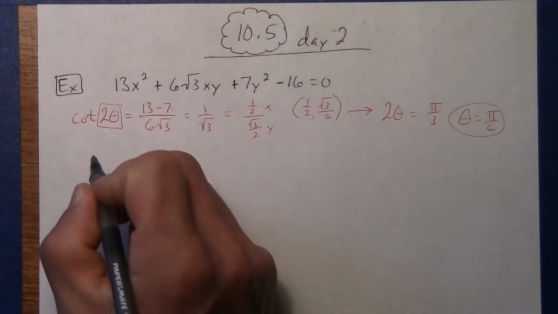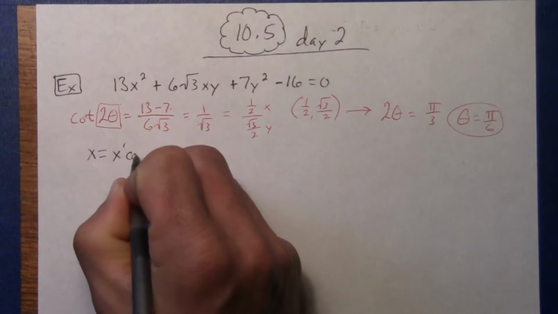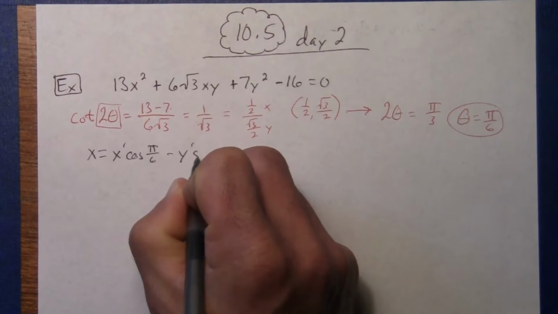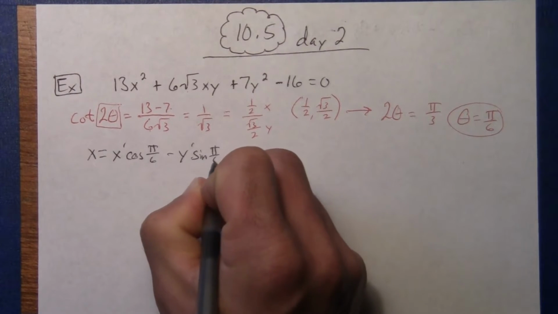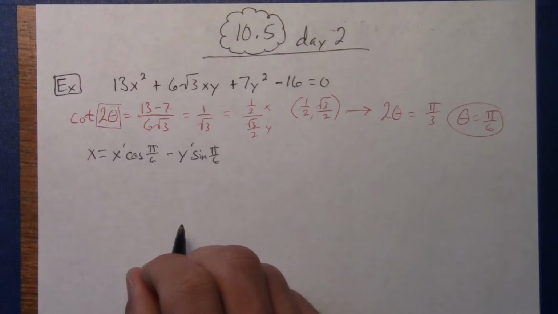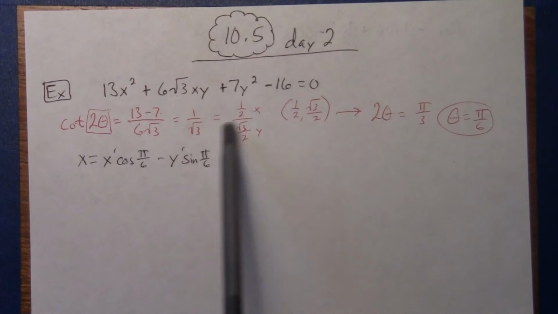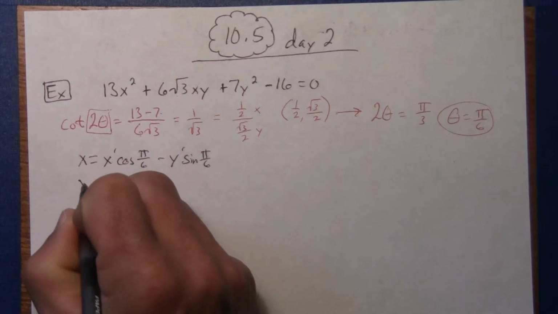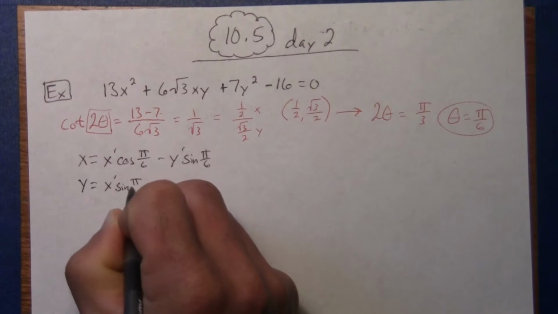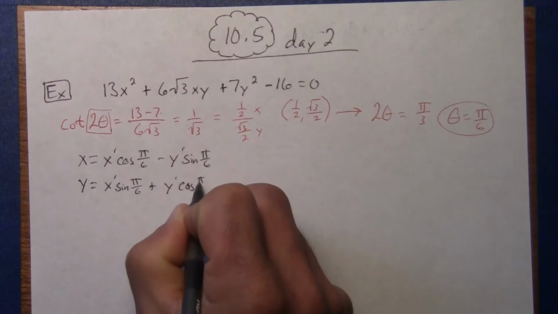My substitutions would be x is equal to x prime times the cosine of 30 degrees, or pi over 6, minus y prime times the sine of 30 degrees, or pi over 6. And like I said before, get in the habit of writing this out, this first step. Even though you eventually are going to know it, it's nice if you write it out. It just helps you to kind of memorize this. My y substitution would be y is equal to x prime times the sine of pi over 6 plus y prime times the cosine of pi over 6.